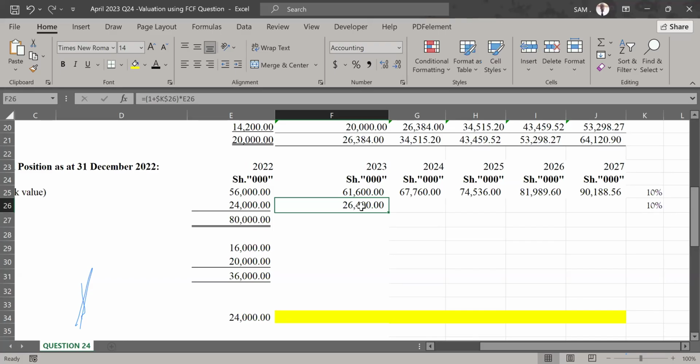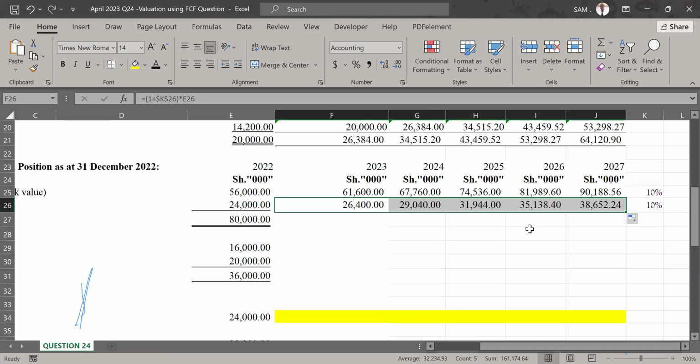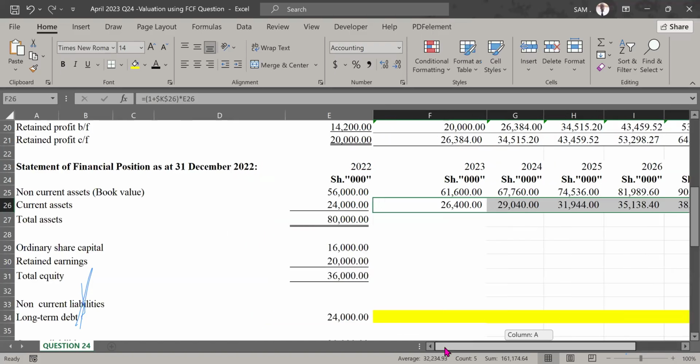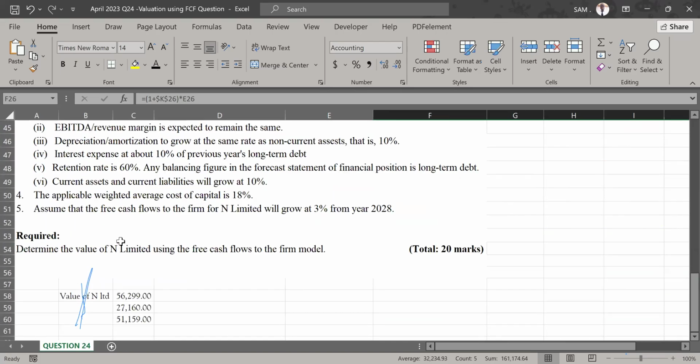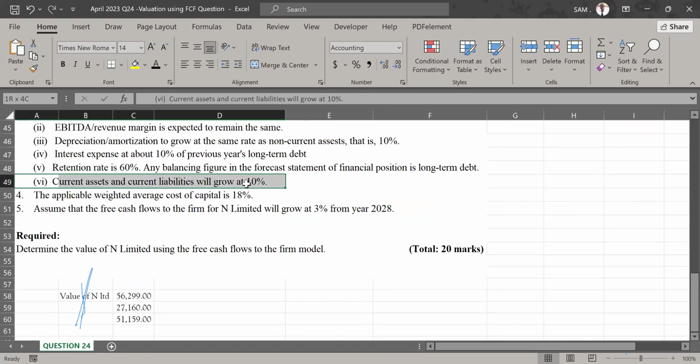After I have that, I will just autofill it to 2027 like that. I hope we are together there. I hope we are together up to that point. So those are the figures of current assets. Then it is current assets and current liabilities according to Roman 6. So let's also do the same for current liabilities.